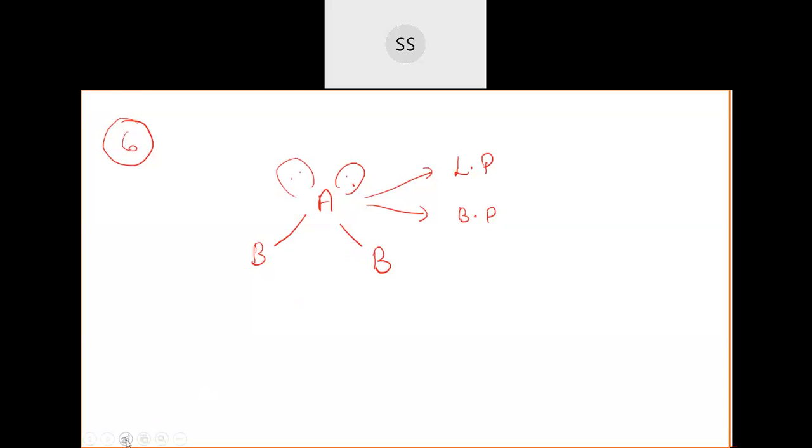So here the electrons which are held between A and B are called the bond pair of electrons, and the ones which are not involved in the bonding are called lone pairs of electrons. Here between A and B, this bond is there, no? This is a bonded pair. And these electrons, which are not involved in the bonding, are lone pairs of electrons. So lone pairs are left free. Bond pairs are held with each other.